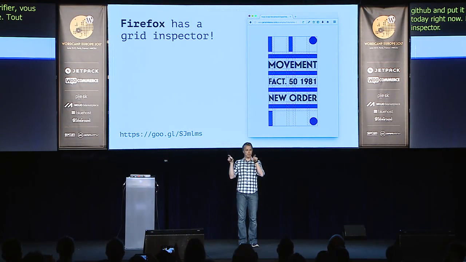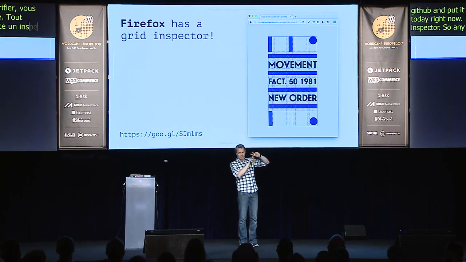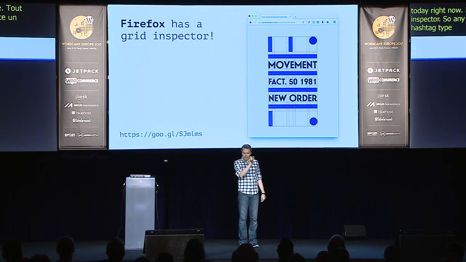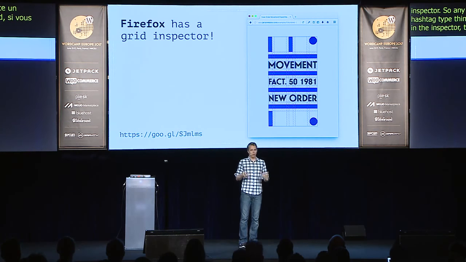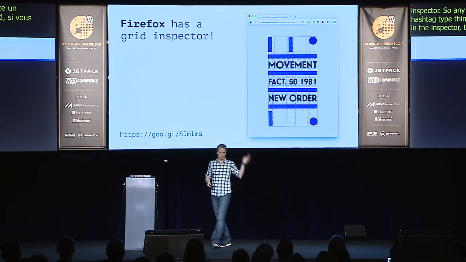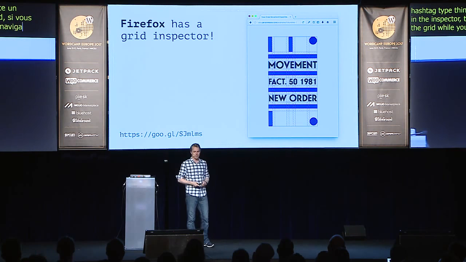Number one, use Firefox when you develop, because Firefox has a Grid inspector. So anytime you find an element that has Grid on it, there's a little hashtag type thing that's supposed to look like a grid. And if you click on that in the inspector, the grid lines appear in your browser, and you can actually see the grid while you're working with it. I'm sure the other browsers will catch up, but right now, Firefox has it.